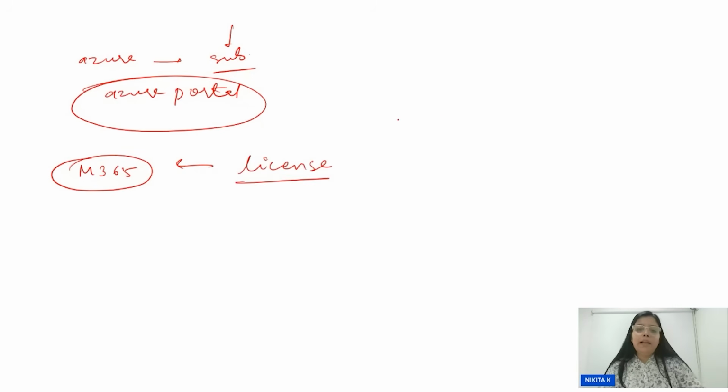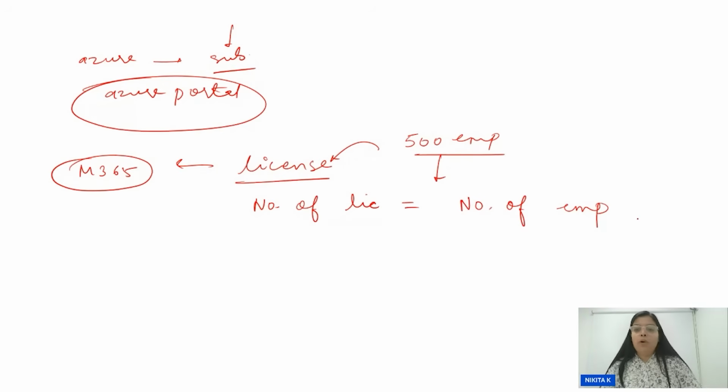For example, let's say I'm having 500 employees in my organization. To provide the security to all those 500 employees, you will be requiring 500 licenses. So you can remember one thing, that the number of licenses will always be equal to the number of employees. If you want to give them security, assign the license. Whatever license you assign, according to it, the security will be given.